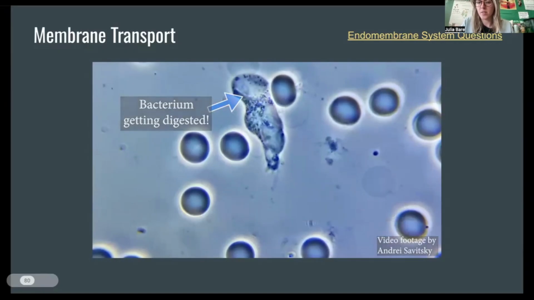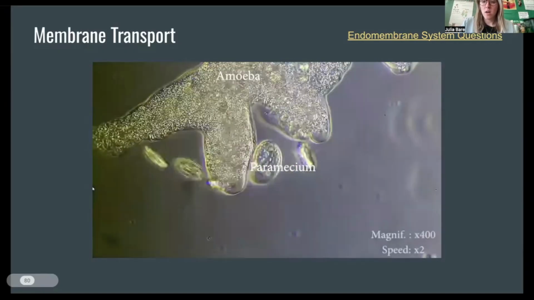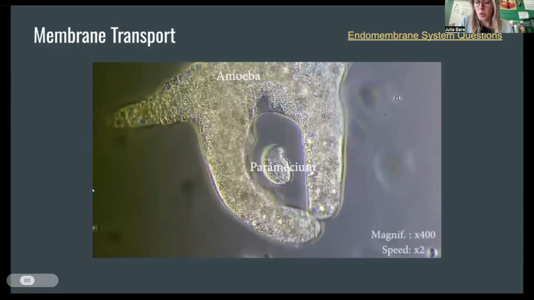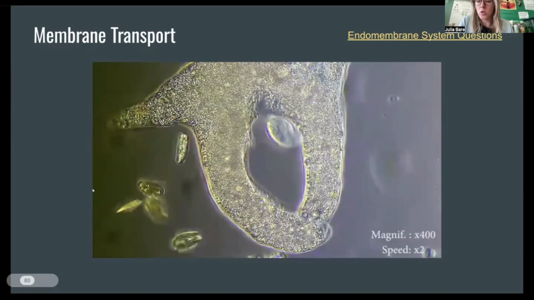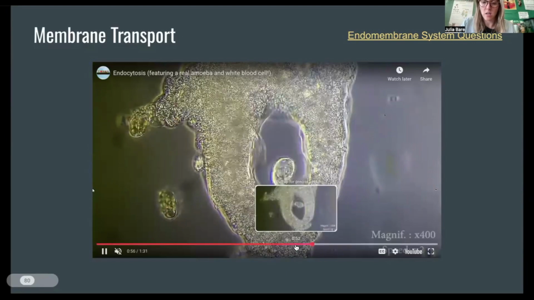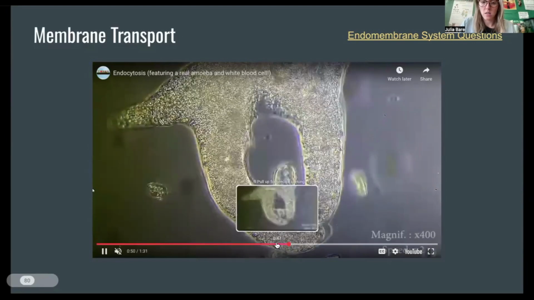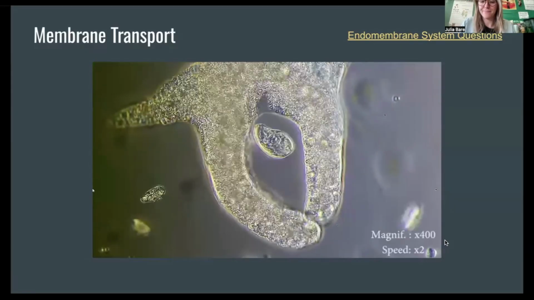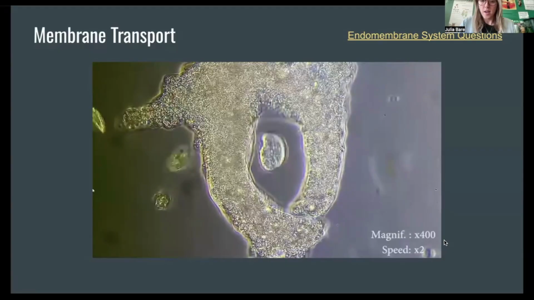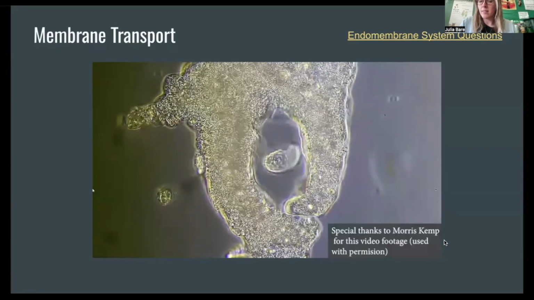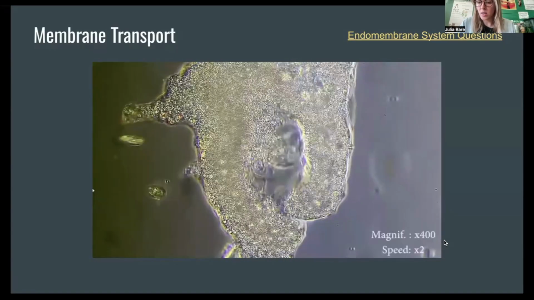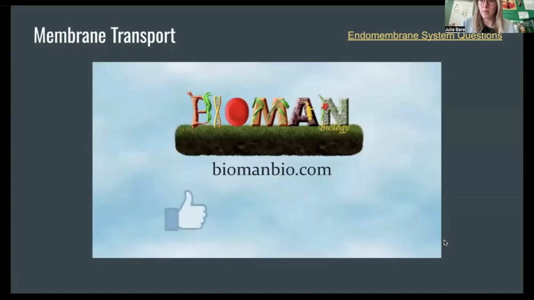Okay. It's the same thing we just saw. Here is an amoeba, which is a large single-celled organism, and it's endocytosing a paramecium. So these are just a couple of the ways that the cell membrane can be used to not just transport things across the cell membrane, but also help an organism get around.